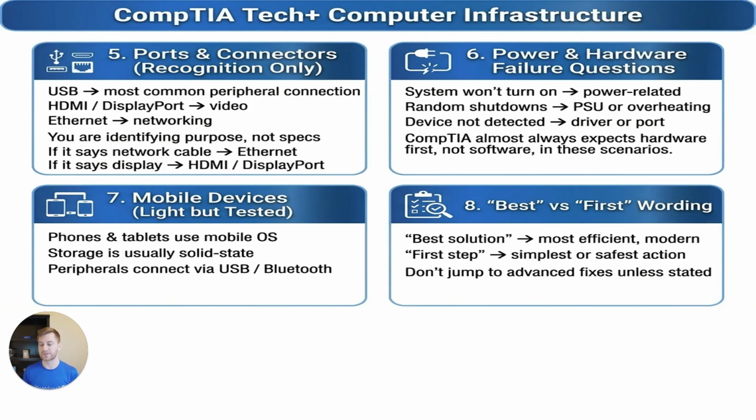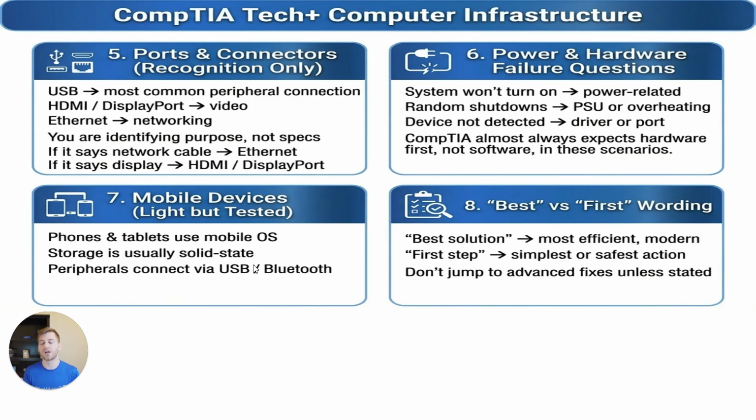7 is mobile devices. Phones and tablets use mobile operating systems. Storage on these devices, usually it's some sort of flash or solid state drive or some sort of solid state storage. Now, obviously, phones don't have huge solid state drives like computers do, but usually it's flash memory or it's solid state, which is very, very similar. Peripherals connect through USB and Bluetooth. For the most part, that's true.